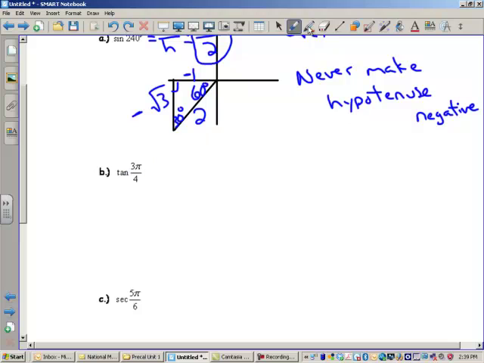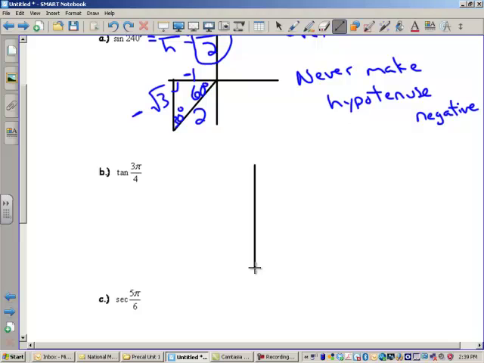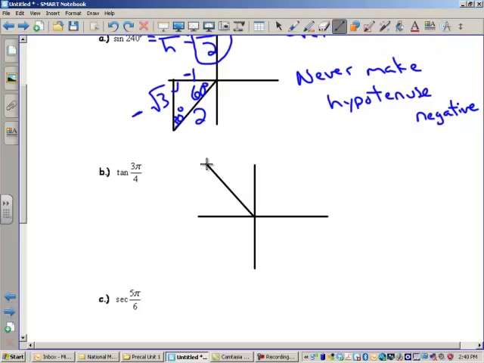Let's take a look at the tangent of 3 pi over 4. Draw my axes again. 3 pi over 4 is in quadrant 2. If you do your degrees, it's 135 degrees. And I'm going to drop an altitude always to the x-axis, making a right angle. So this is 90 degrees.